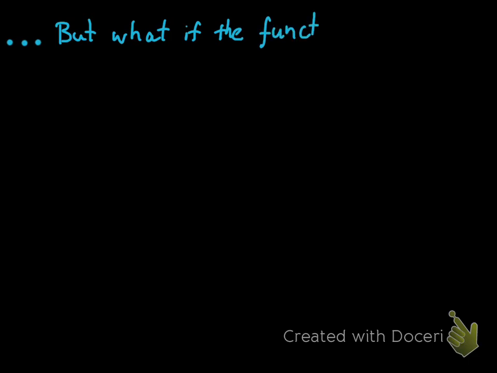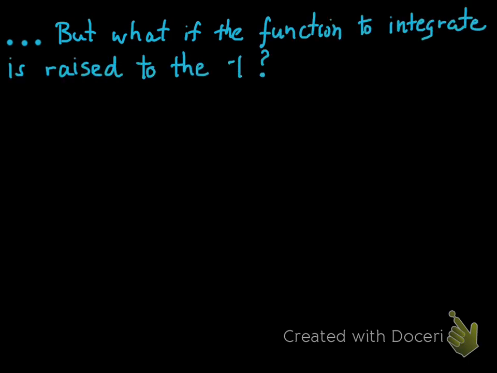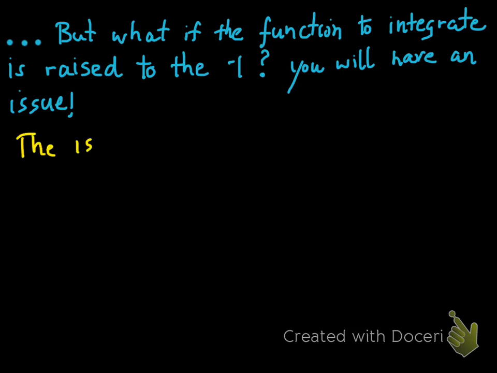Question, Gary. What if you have a function and it's raised to the power of negative 1? Don't you add 1 to that? Isn't it 0? Won't you have a problem? Oh, that's a real good question, Gary. Let's take a look at what you're speaking about. What is the issue here? If the exponent is negative 1 and you have to add 1 to that exponent and then divide by the new exponent, let's see what's going to happen.